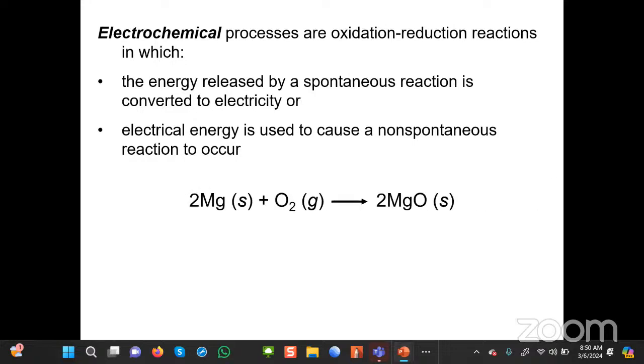So as I said before, we'll be looking at redox reactions. And just to give you a quick refresher, this is a simple example of a redox reaction.